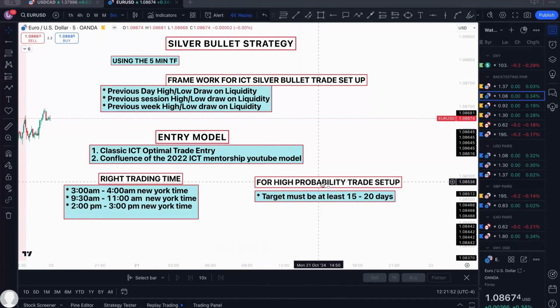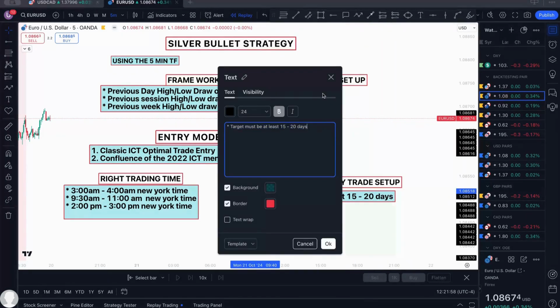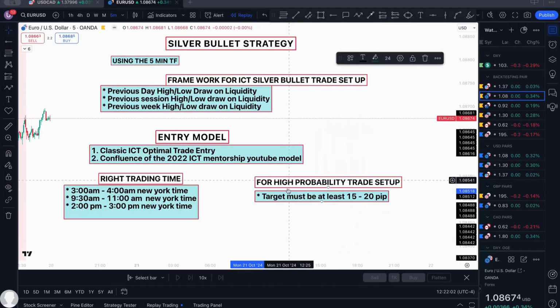Now we also have the high probability trade setup. Oh my god, I made a mistake here. I need to write pips. I wrote days. Okay, so that you guys can have a note of it. Now we're looking for a target of at least 15 to 20 pips.